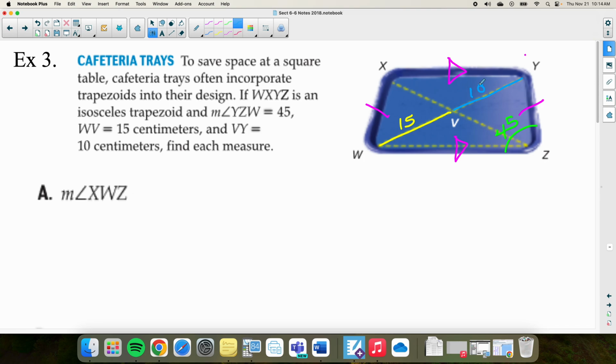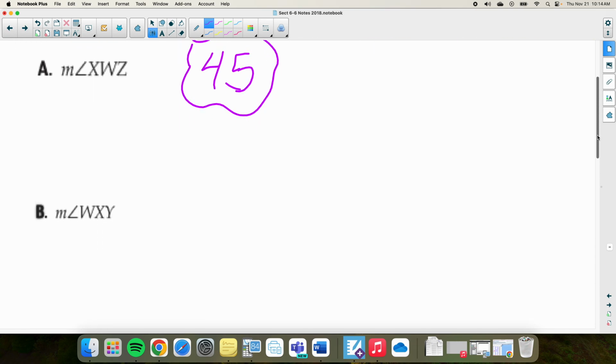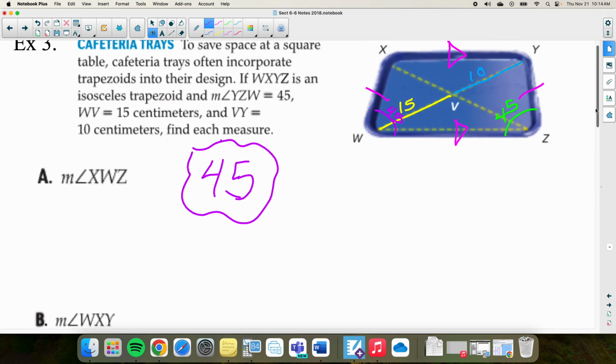So the first one they're asking us for is for angle WZ, which is right here. You know what that would be? 45. Because it's isosceles, these two angles are equal. Very good. Because it's isosceles, those two angles are equal. Okay? Then they ask us for angle WXY.